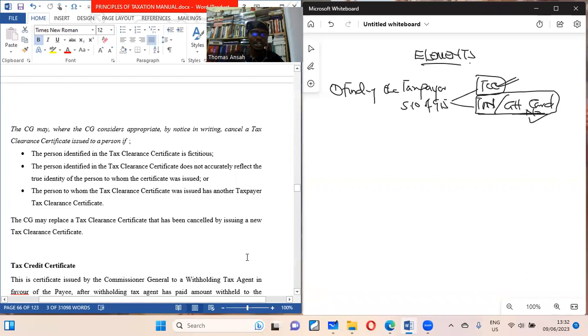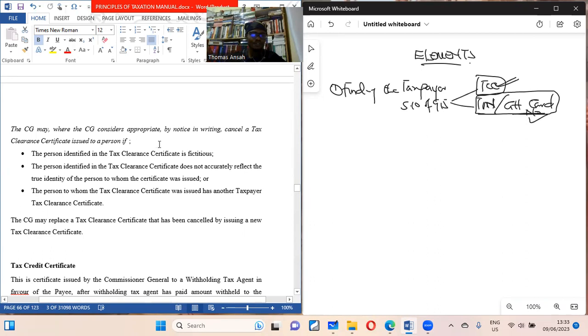And I even heard that they are now pushing the Institute of Chartered Accountants to take the TIN or the TCC, because they already have the TIN. So they should take the TCC of their members. And before they can say the members are good members, or members in good standing, they should have tax clearance certificates. Okay. So these are the issues. Now, it says that the Commissioner General, where he considers appropriate, may by notice in writing cancel a tax clearance certificate. Why?